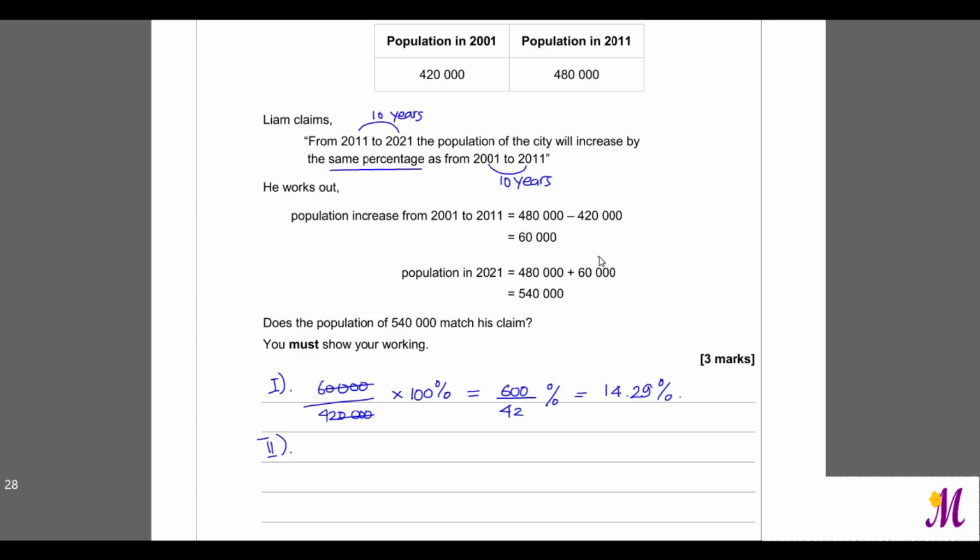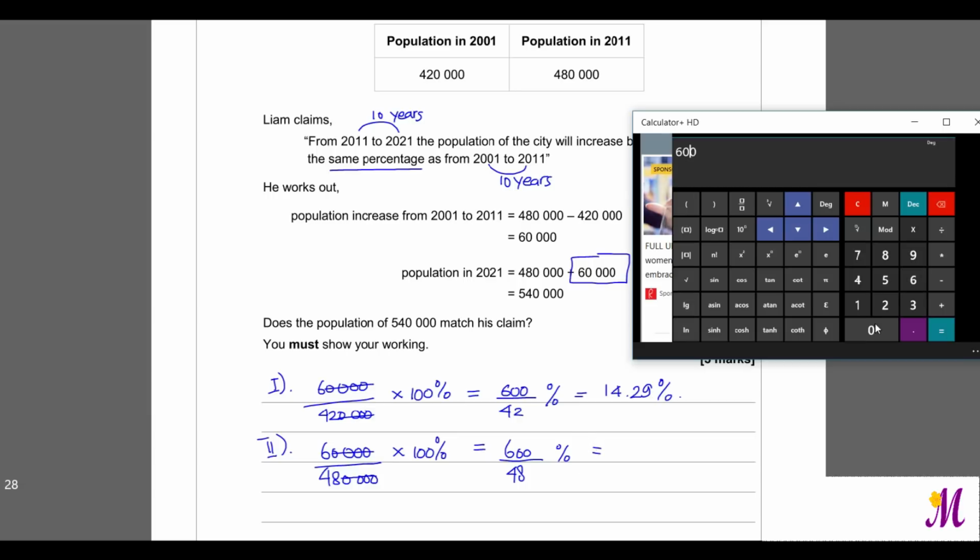Now let's check the second 10 years. He says it will be increased by 60,000 again. So 60,000 of the original number. The original number in the beginning of the 10 years is 480,000. And we do the same thing. We times it by 100%. So we can cancel these 4 zeros and 4 zeros here. So 600 again, divide by 48, and we still have percentage here. Let's use our calculator again. 600 divided by 48. We get 12.5.